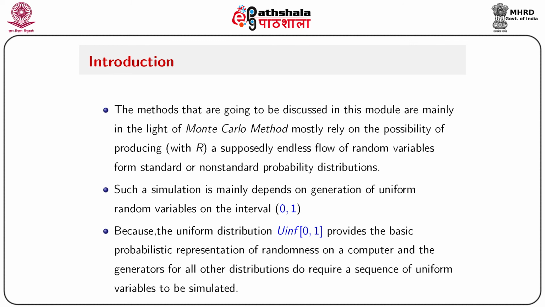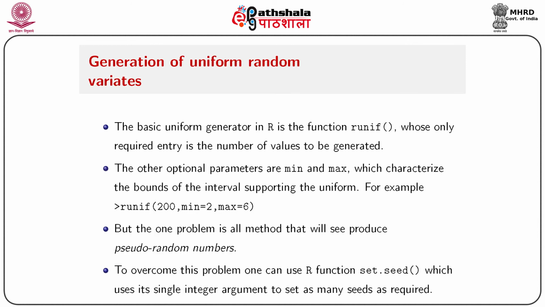Such a simulation mainly depends on generating uniform random variables on the interval 0, 1, because the uniform distribution provides the basic probabilistic representation of randomness on a computer, and the generators for all other distributions do require a sequence of uniform variables to be simulated. The basic uniform generator in R is the function runif, whose only required entry is the number of values to be generated. The other optional parameters are min and max, which characterize the bounds of the interval supporting the uniform.